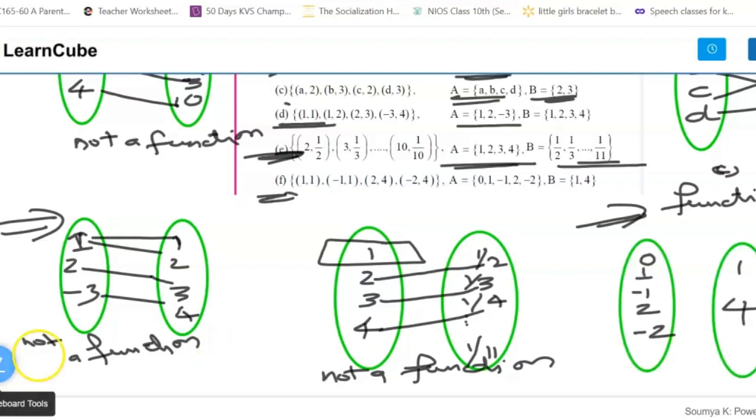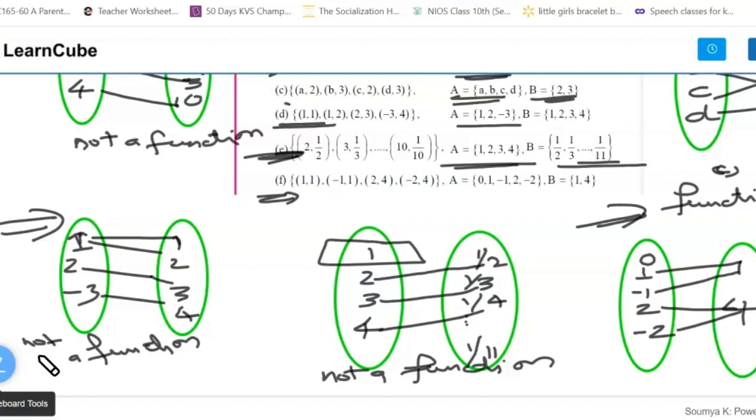For this F question, you can see 1 is related to 1, then -1 to 1 again, then 2 to 4, -2 to 4. This is the given function or the relation. You have to find out whether it is a function or not.